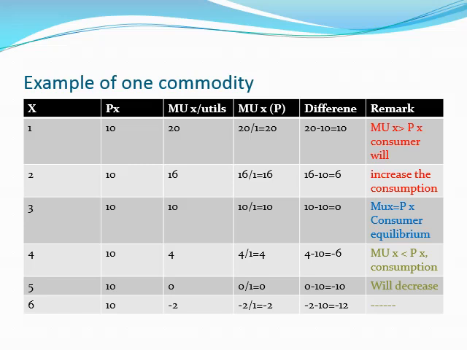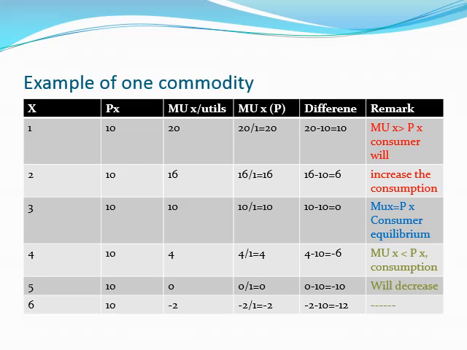Let's see the difference between the MUX and the price. 20 minus 10 equals 10, 16 minus 10 equals 6, and 10 minus 10 equals 0, 4 minus 10 equals negative 6, and 0 minus 10 equals negative 10, and negative 2 minus 10 equals negative 12.